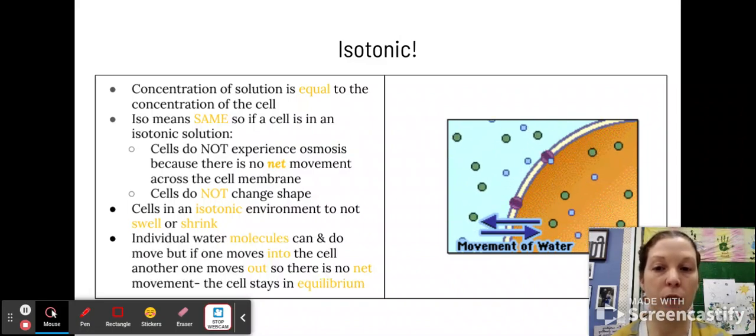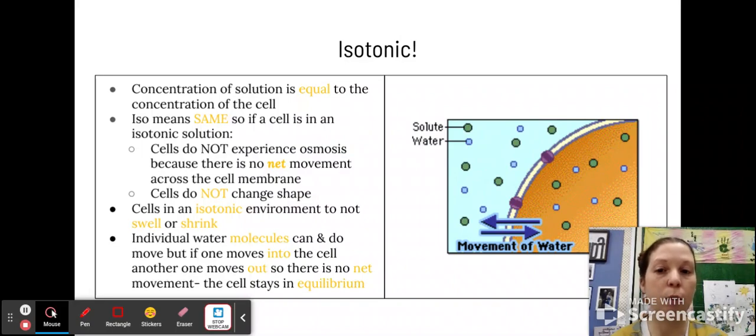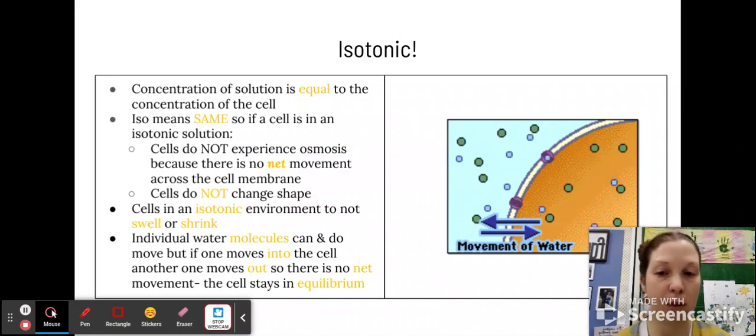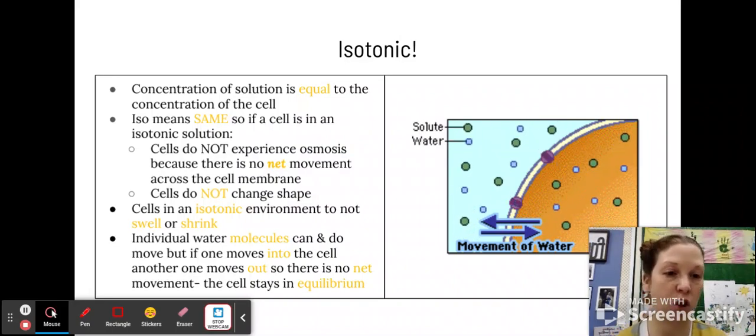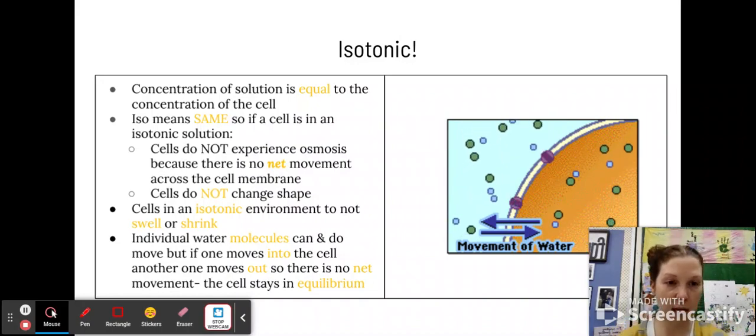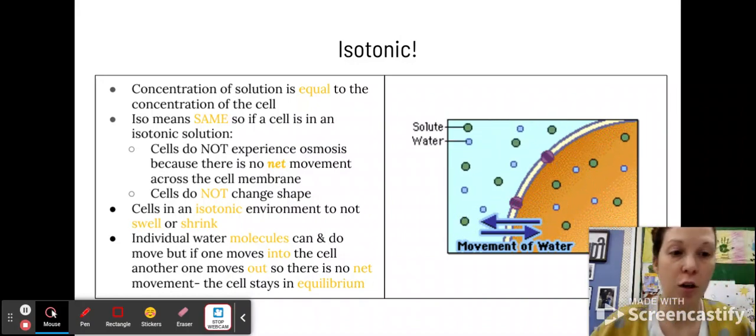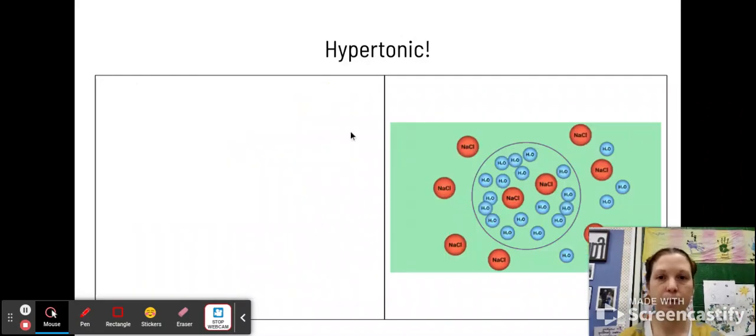Individual water molecules can and do move, but if one moves into the cell, then another will move out of the cell to keep it at no net change. That means the cell will stay in equilibrium, which is a version of homeostasis.